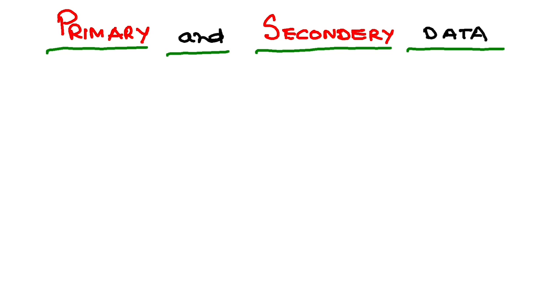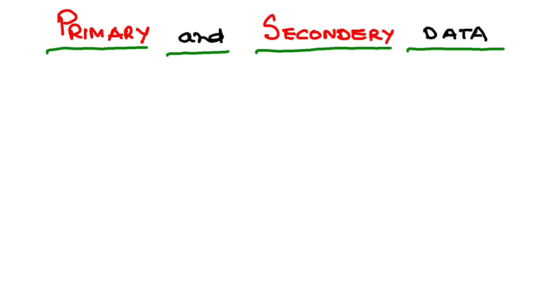The very first topic that you need to learn is primary and secondary data. In the lower classes, obviously, you have learned what data is. Data are simply facts and figures, right? But here we shall discuss the types, that means primary and secondary data.